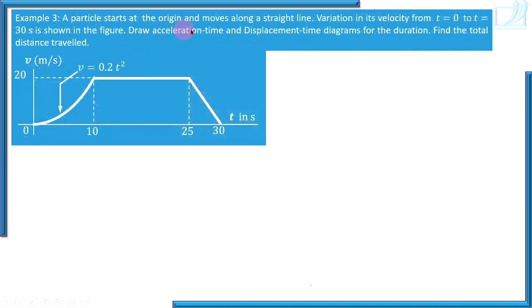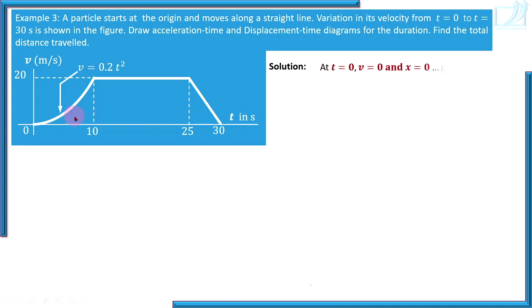A particle starts at origin, so at t equal to 0, x is 0, and moves along a straight line. Variation in its velocity from t equal to 0 to t equal to 30 seconds is shown in figure. Now in this problem, VT diagram is given. Draw AT diagram and displacement time diagram for the duration. Also you are asked to find total distance traveled. So let's proceed.